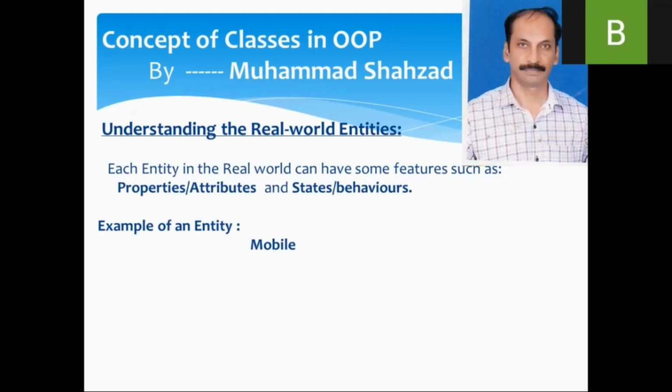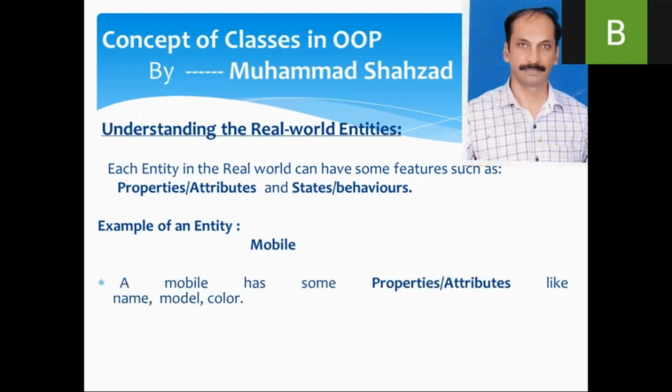An example of an entity is a mobile. A mobile has some properties or attributes like name, model, color, and price, etc. It means the name of the mobile, the model of the mobile, the color of the mobile, and the price of the mobile are the properties or attributes of the mobile entity. Did you get it, Mr. Behzad?